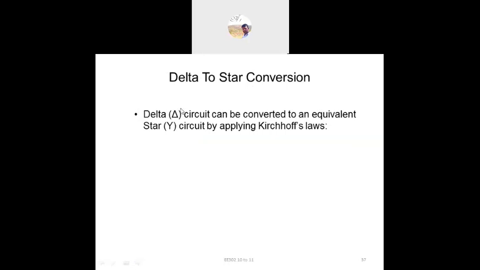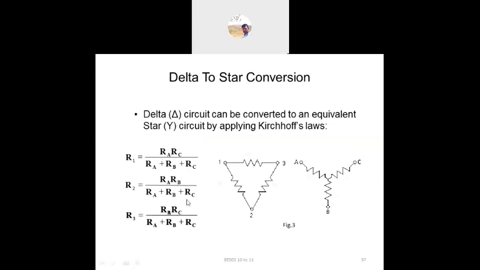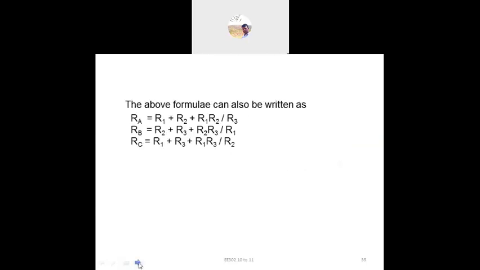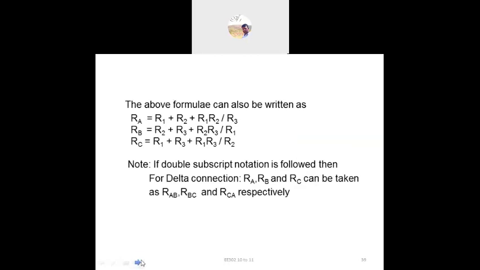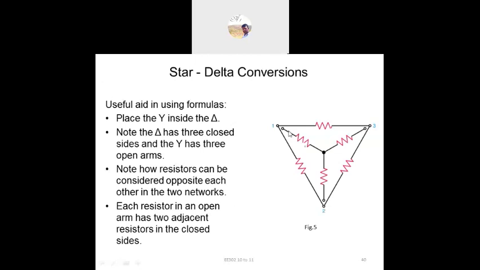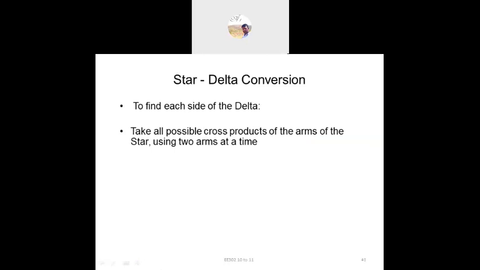A delta circuit can be converted into the equivalent resistance of a star connection by applying Kirchhoff's laws. So these are the formulas for delta to star, and this is the formula for star to delta. We can write it like this, leaving out the sub-products: one resistor, then the product divided by the total resistance, similarly for the others. So this is all about star to delta conversion.